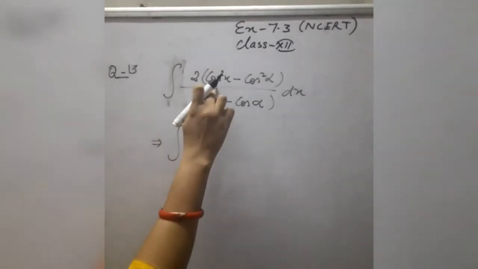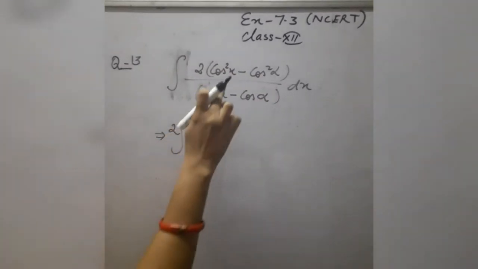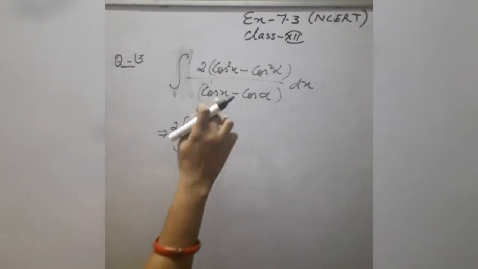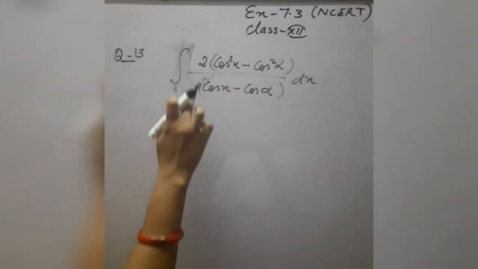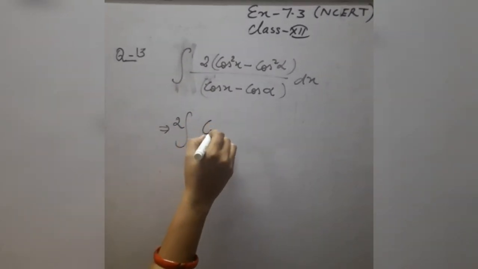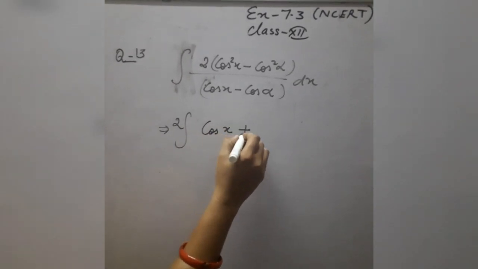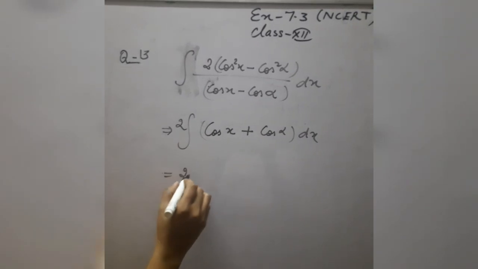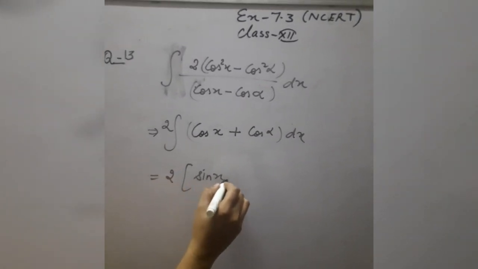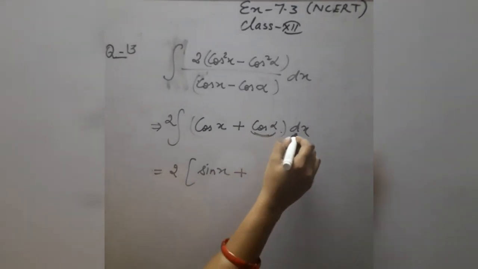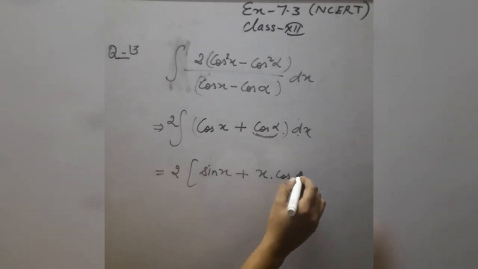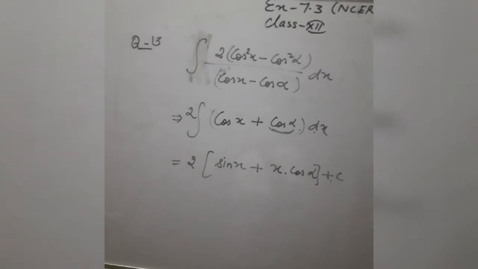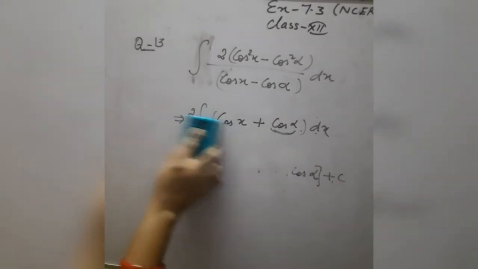So by using this identity a square minus b square, it can be written as (cos x minus cos alpha)(cos x plus cos alpha). Cos x minus cos alpha is cancelled with cos x minus cos alpha. 2 is taken common. Here you will get cos x plus cos alpha. And now integration of cos x is sin x. Integration of cos alpha with respect to x will be x into cos alpha plus integration constant c. You will not take the integration of cos alpha as sin alpha, it becomes wrong.